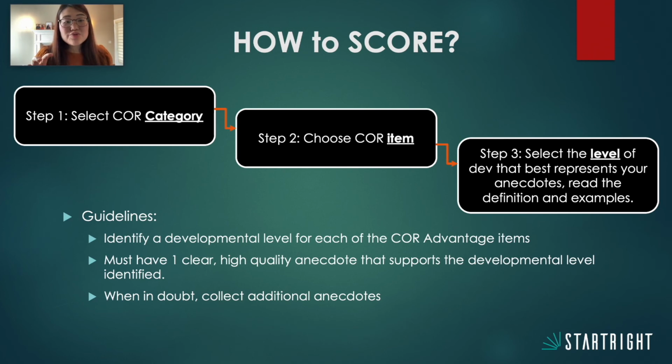If you're not sure which level this would go to, sometimes it also means that there is not enough information. If you have more information, it's easier to score. Okay? That's why it says must have one clear, high quality anecdote that supports the developmental level identified. When in doubt, collect additional anecdotes.